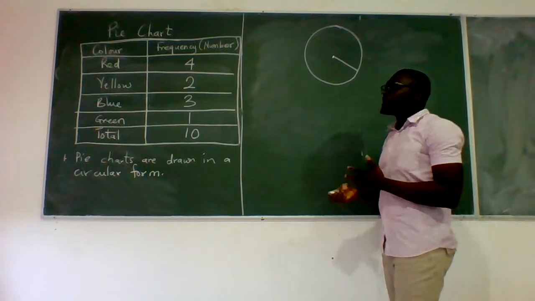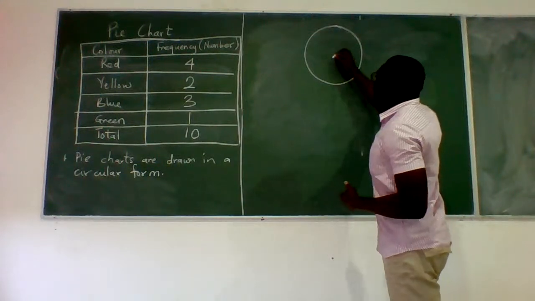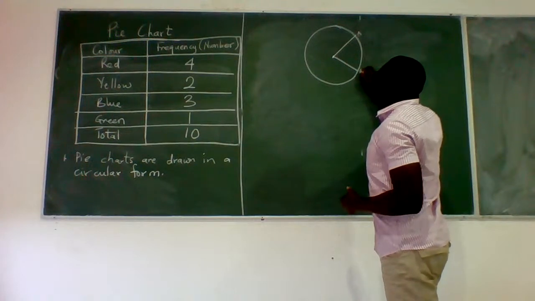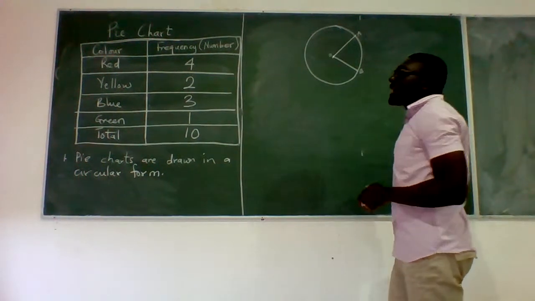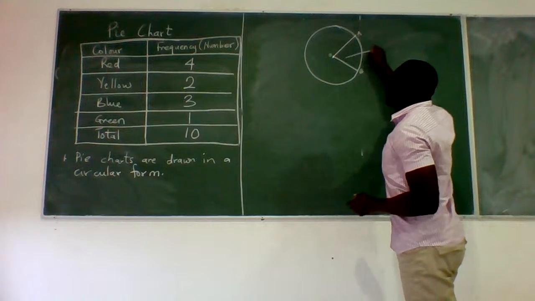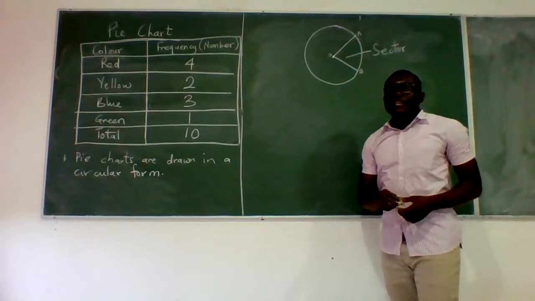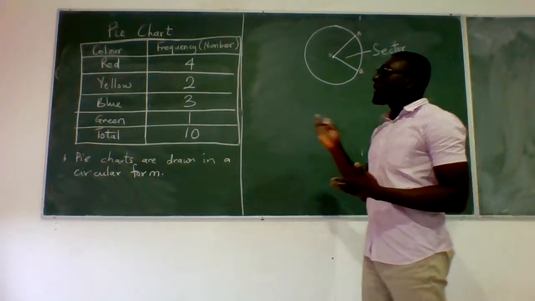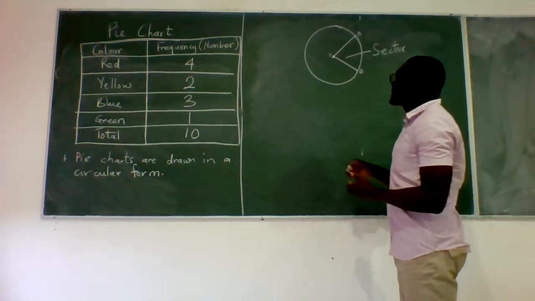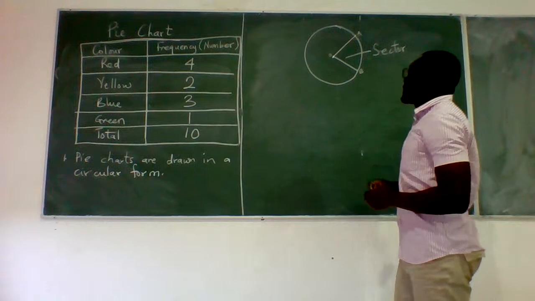So if I have these radii, two of them touching the circumference at two different ends, so let's say from here up to here. Let me call this side A, let me call this side B, and this side O. So the angle formed between AOB is what we call the sector. So it means that anytime you want to draw a pie chart, you must get your circle and divide it into sectors, and these sectors are going to represent the quantity of the thing that you are dealing with. So that is what we are going to look at.